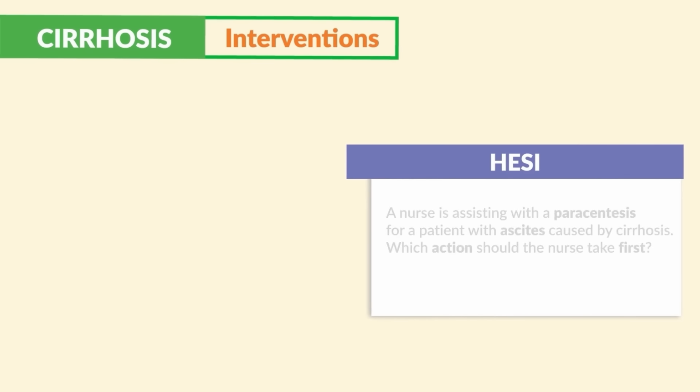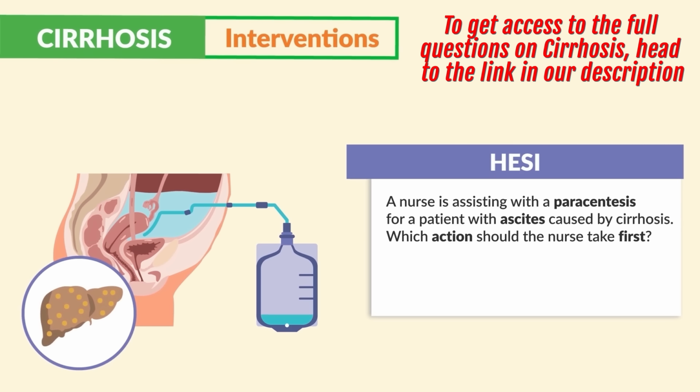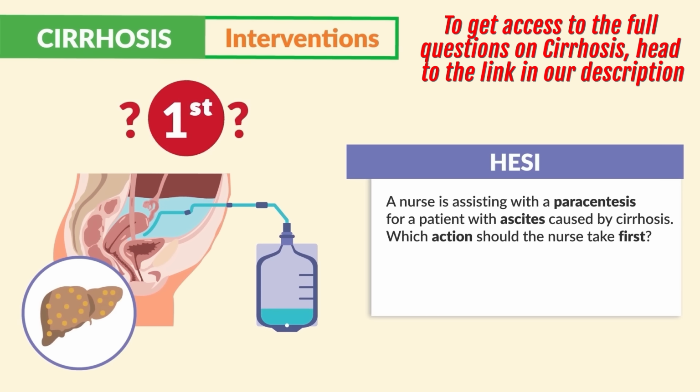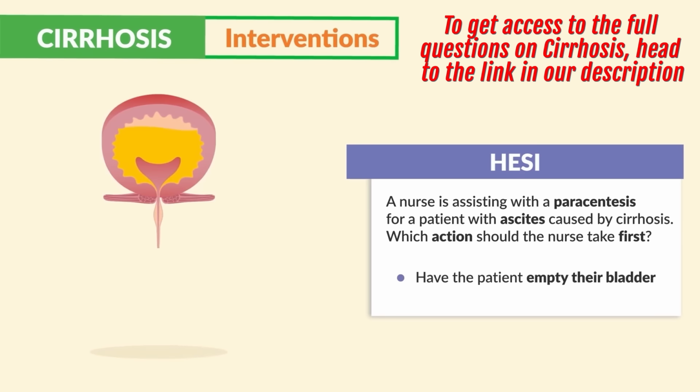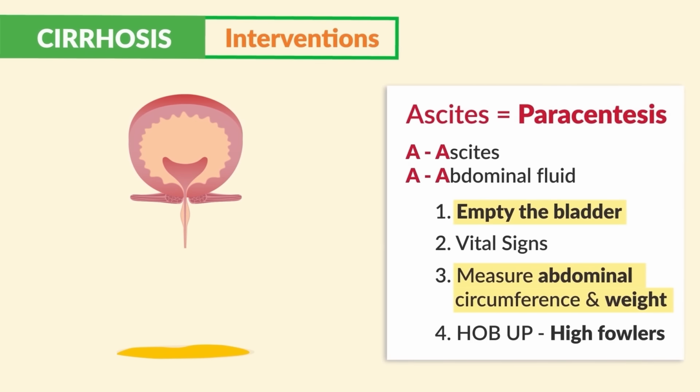So Hesse mentions, a nurse is assisting with a paracentesis for a patient with ascites caused by cirrhosis. Which action should the nurse take first? Have the patient empty their bladder. Yes, we always empty the bladder first. So make sure to write down the 4 key points before a paracentesis.